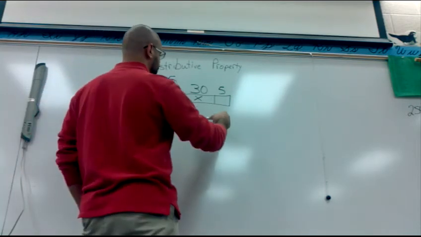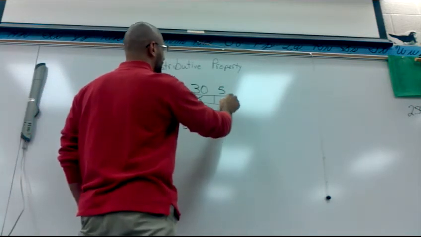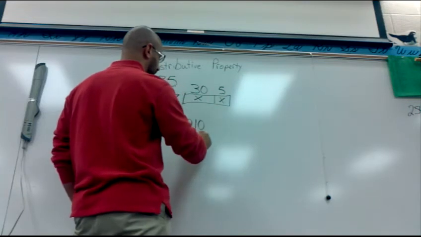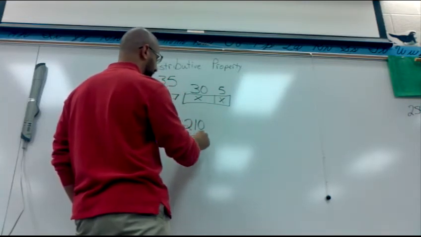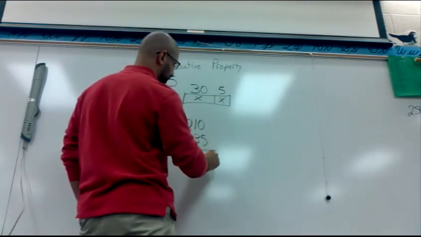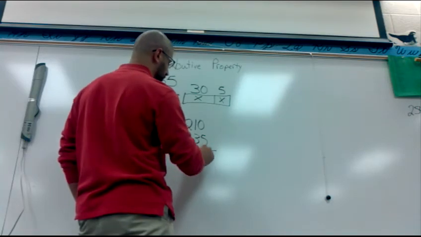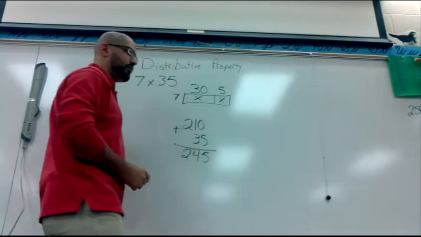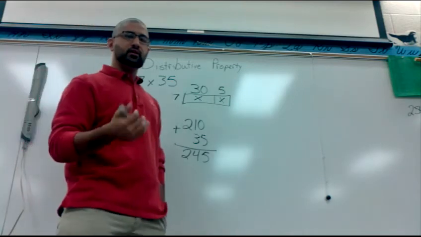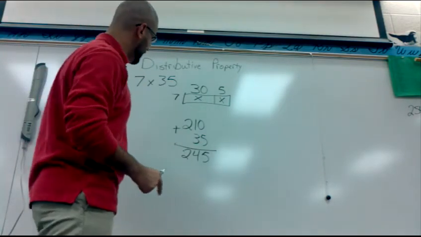Then what they'll also do is say, okay, take 7 times 5, that's 35. Just put 35 right here, and you can add it up. 5, 4, and 2, 245. That is the easiest way to explain the distributive property. Now I'm going to show you one more way to do it though.